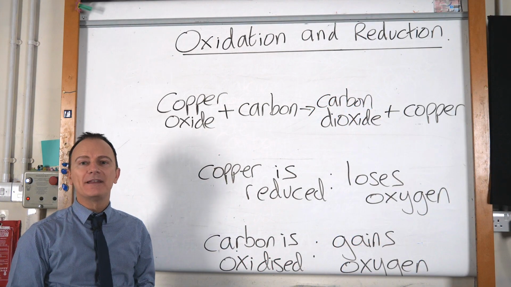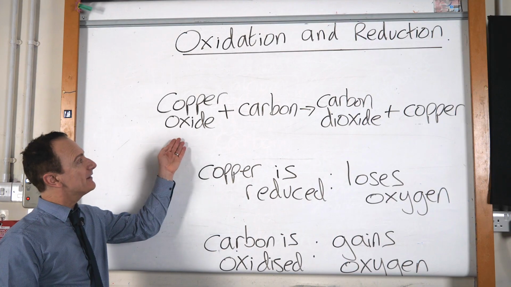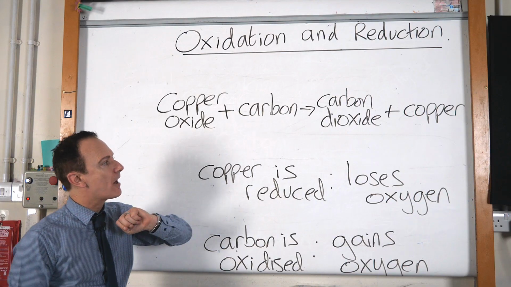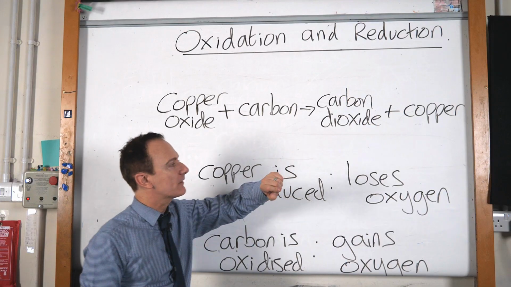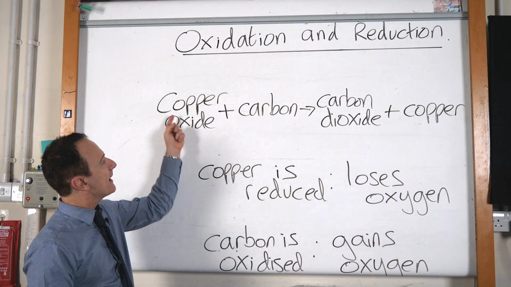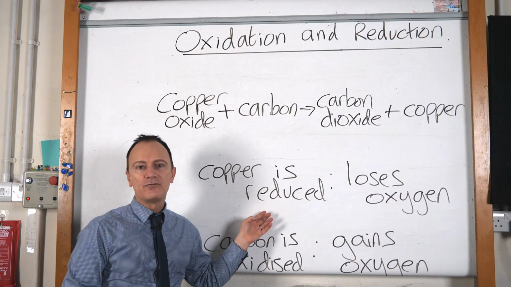We're now going to look at the difference between oxidation and reduction. So we've already seen how if you start off with copper oxide and heat it up with carbon, the carbon reacts with oxygen to form carbon dioxide, and that leaves copper on its own. Now in this case, the copper is losing oxygen, and that is known as reduction.